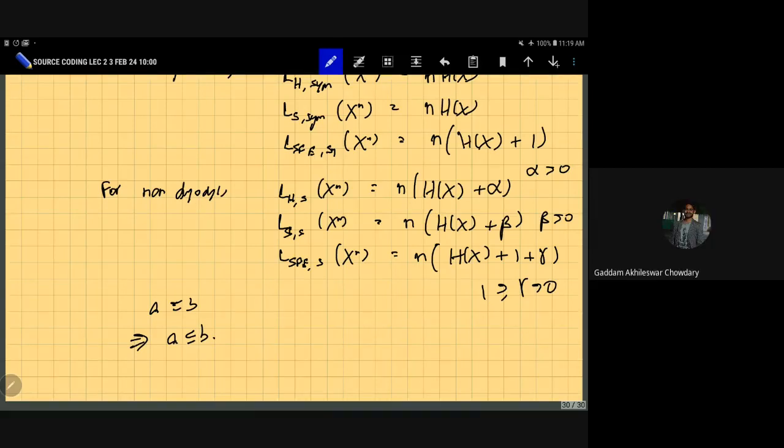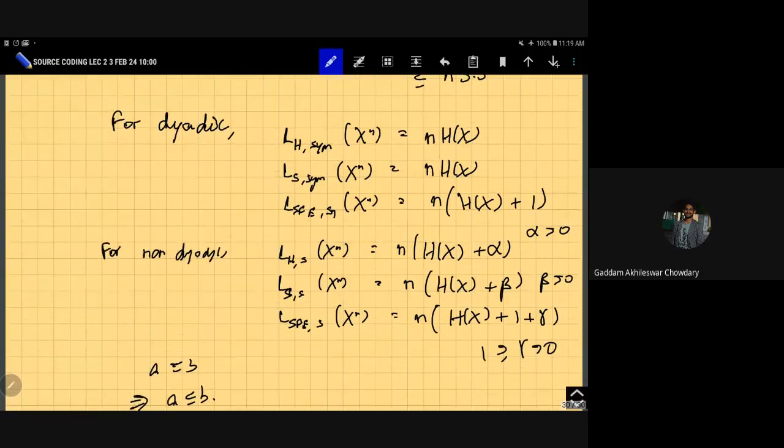Sir, are these bounds valid for IID sources or for any type of sources? Yeah, so these are only for IID sources. Well, sorry, these statements are true for all stationary sources, not necessarily IID. This is the expected length that you can achieve if you do symbol-wise encoding.